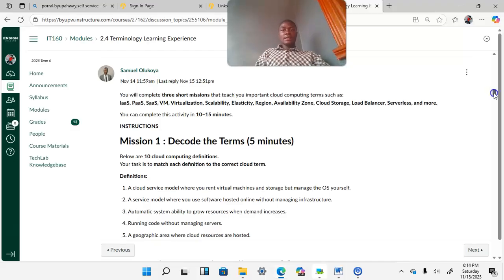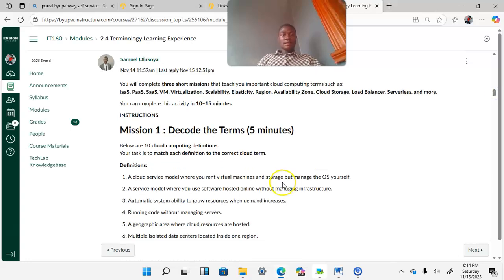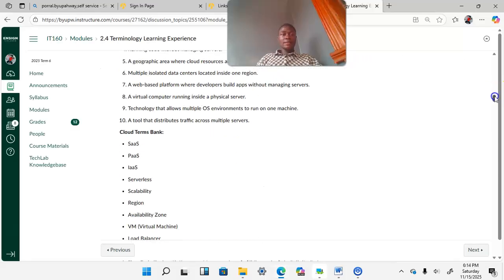So as you can see, this is the activity, decode terms, and we have all of the listed definitions of the key definition terms, from 1 to 10. That really helped me a lot to have fun while learning cloud computing terminology. For instance, number one states the definition: a cloud server model where you run virtual machines and storage but manage only the operating systems. That is infrastructure as service, and it is listed in the first activity here. We will just list it based on the class term.